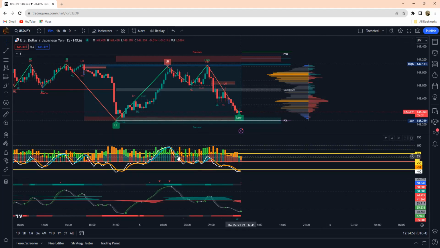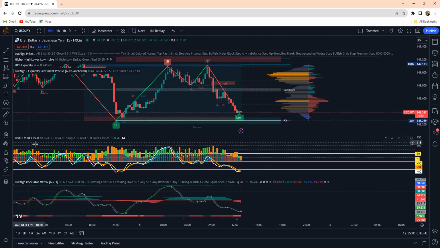This indicator right here, you really don't need, so I'm not going to talk too much about it. This is the Red K Everex indicator, which is basically showing volume and momentum for your trades. I will tell you that it is very reliable as far as trade setups. But as an RSI, I found that it was kind of lacking.